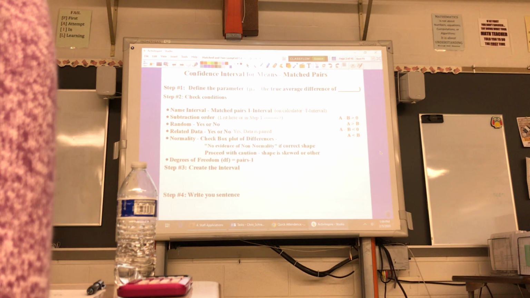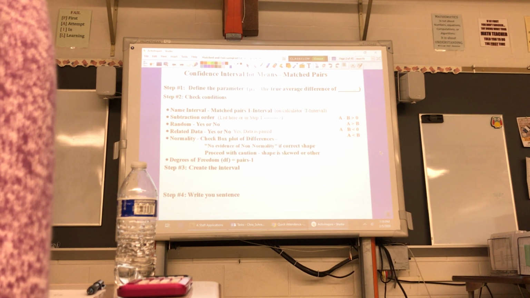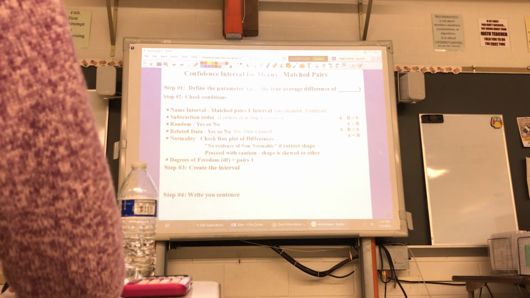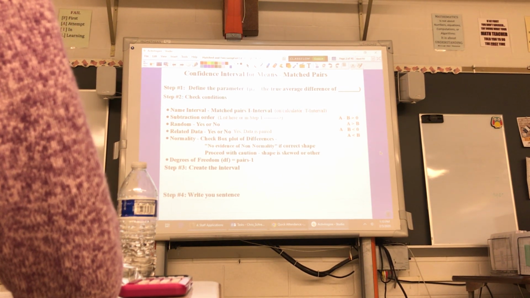All right, and then degrees of freedom here says pairs minus 1. Basically the idea again is we're looking at the difference data. If I have 10 of these and 10 of these, that's 20 pieces of data, but I'm going to turn it into just 10 pieces of data by doing the differences. So I've got to do pairs minus 1.